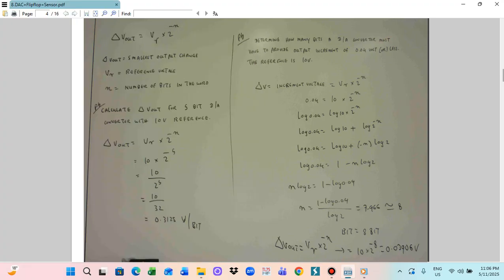This is a digital to analog converter, so we can change the digital signal to analog. This is the equation to calculate the digital to analog converter circuit: VR is equal to VR multiplied by V1 to the power minus 1 plus V2 to the power minus 2, up to Vn to the power minus n.